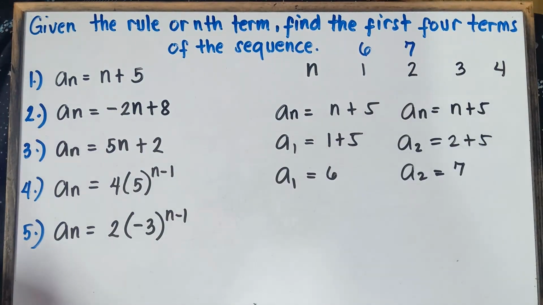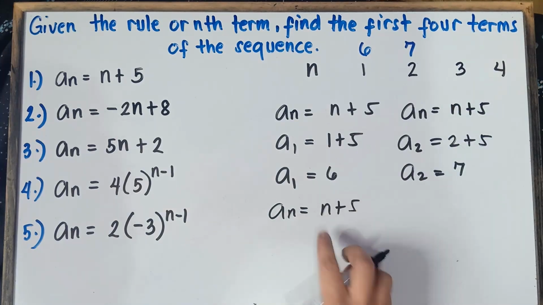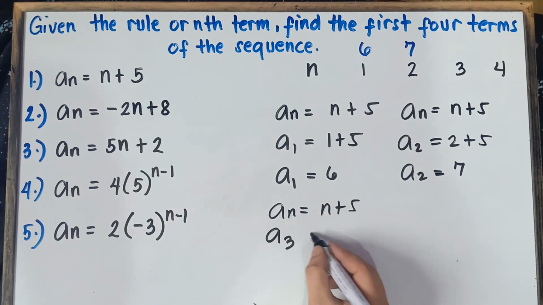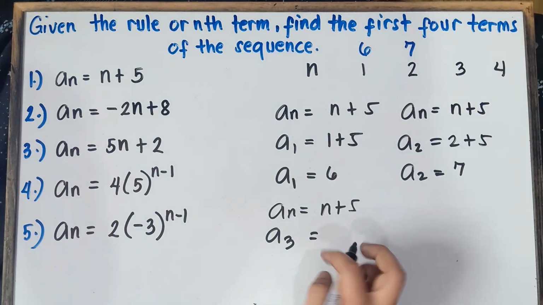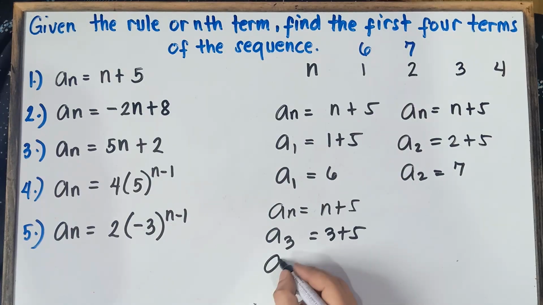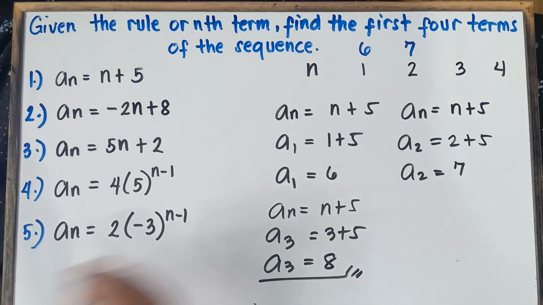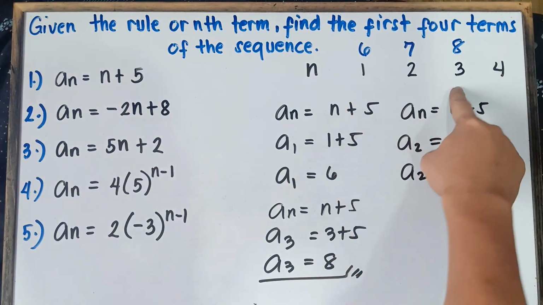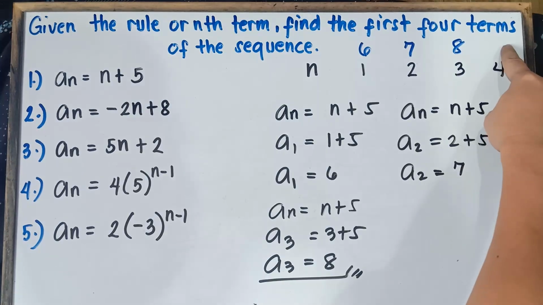Alright, so a sub n, and then n is 3. So a sub n equals n plus 5. If n is 3, so a sub 3. Once again, class, n is 3, so simply substitute the value of n, that would be 3. So 3 plus 5, that would be equal to 8. So therefore, our third term is 8. Simple as that, class. I hope you're not confused. Once again, n is the position or the number of terms. So n, we have first term, second term, third term, and then fourth term. So therefore, class, we already have the idea that our fourth term should be 9, right?